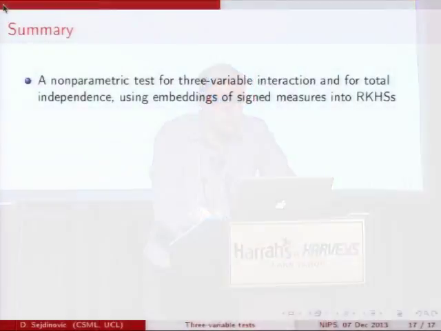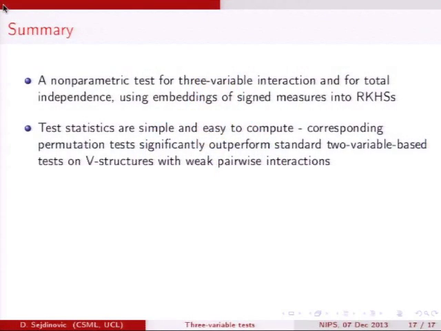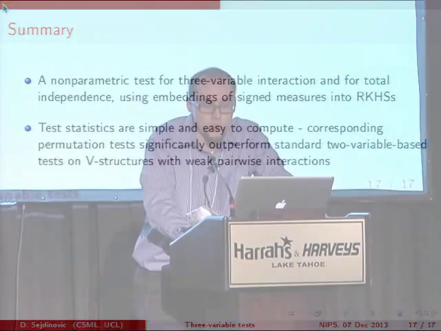Okay, just to summarize the talk, we introduced a non-parametric test for 3-variable interaction and for total independence. Total independence is discussed in the paper. I didn't really have time to discuss it here. This is just another straightforward modification of the test. As a methodology, we used embeddings of signed measures into reproducing kernel Hilbert spaces. All the test statistics that we derive are simple and easy to compute. Corresponding permutation tests are straightforward to construct.